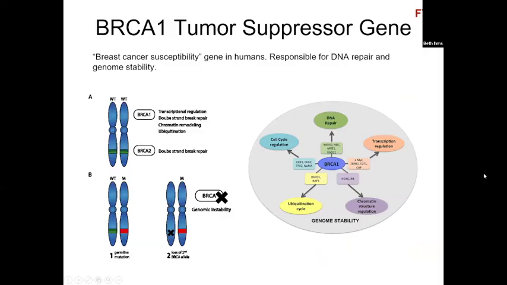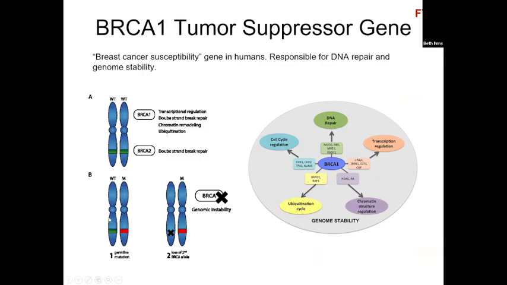Anybody heard of BRCA? It's another one, also in breast cancer. It's also been called the breast cancer susceptibility gene. This is another tumor suppressor where, similar to P53, it's responsible for DNA repair, genome stability, cell cycle progression. So again, it's a tumor suppressor.